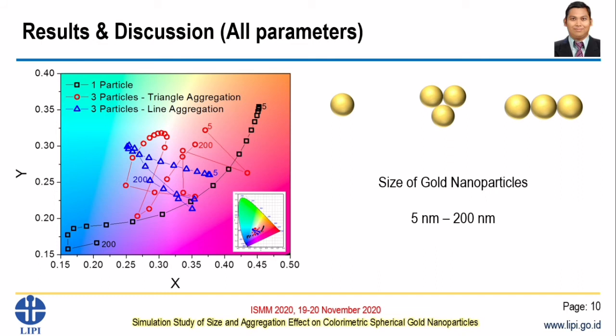This is the overall simulation prediction of monodisperse, triangle aggregation, and line aggregation of gold nanoparticles from 5 nanometer until 200 nanometers. This is a little bit complicated, so I will describe it in detail. I will discuss small particle, 10 nanometer gold, medium particles, 80 and 130 gold nanoparticle, and large particle, 200 nanometer gold.